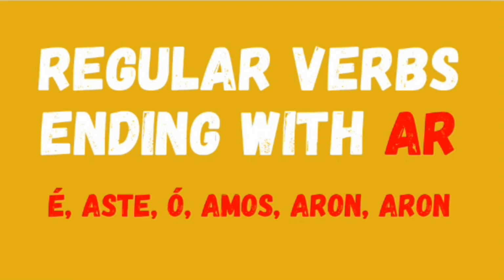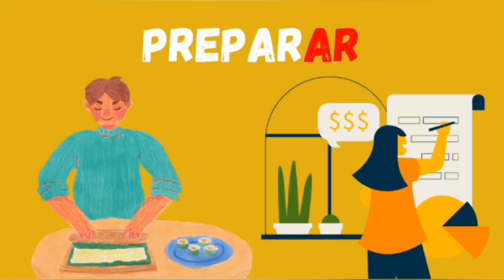And now if you have the personal pronoun we, which means nosotros in Spanish, then the ending of your verb will be amos. Now, if you have the personal pronoun you in the plural form, which means ustedes in Spanish, then the ending of your verb would be aron. The same with the personal pronoun they, which means ellos if you're talking about a group of boys, or ellas if you are talking about a group of girls, and then the ending of your verb will be aron.